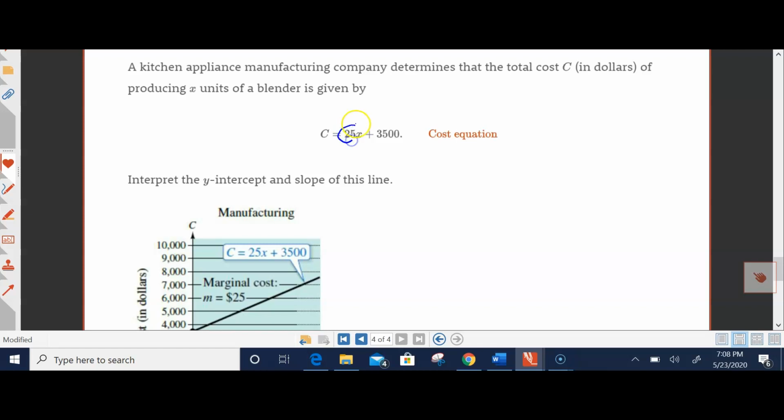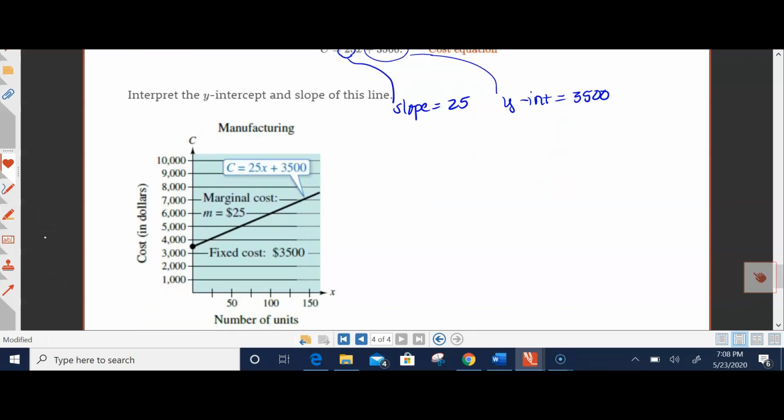So right here is my slope, and right here is my y-intercept. So looking at the graph, notice what is mentioned about fixed costs. It says fixed costs are $3,500. So your fixed costs in a cost equation will always be your y-intercept. Those are our fixed costs.